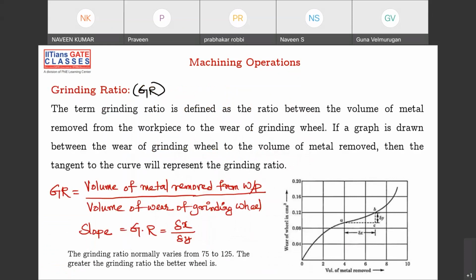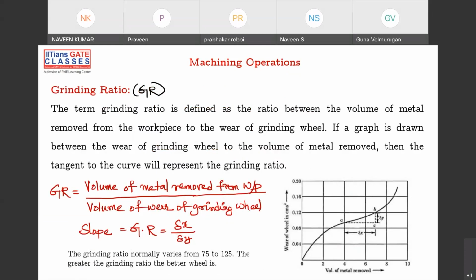And next is grinding ratio. Obviously, I told you that here not only the workpiece is getting material removal, the grinding wheel also will get material removal, because cutting edges are coming into action, and the bonding material also wears. So somehow the grinding wheel also will wear off as well as the workpiece. But obviously, the volume of material that is removed from the workpiece should be more than the volume of the material that is removed from the grinding wheel.